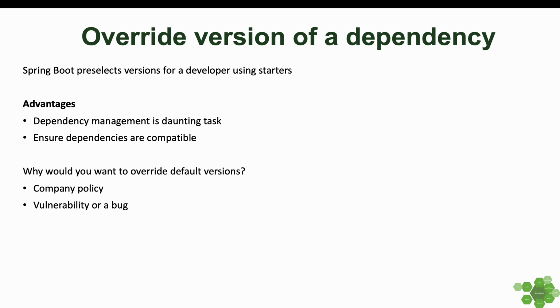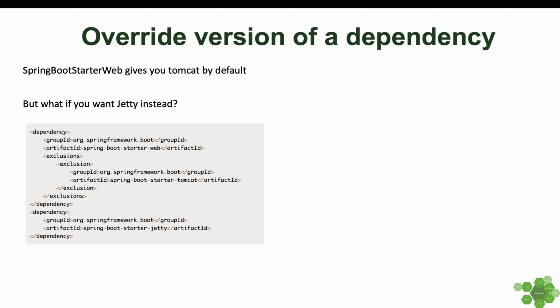Then why would you want to override the default versions? It could be that a company policy says, okay, we only use certain versions at this time of the year. We can only use certain releases, all that. Or maybe you are avoiding some vulnerabilities. It has been mentioned that this particular dependency has some vulnerabilities, so you want to get rid of it. Or maybe a bug was discovered by your company or by some other hackers or whoever in one of the dependencies. In that case, you would want to override the dependencies.